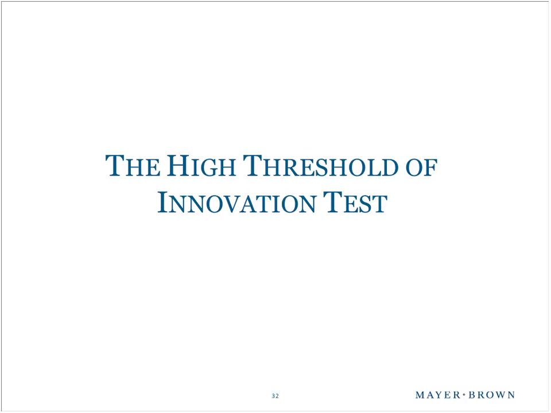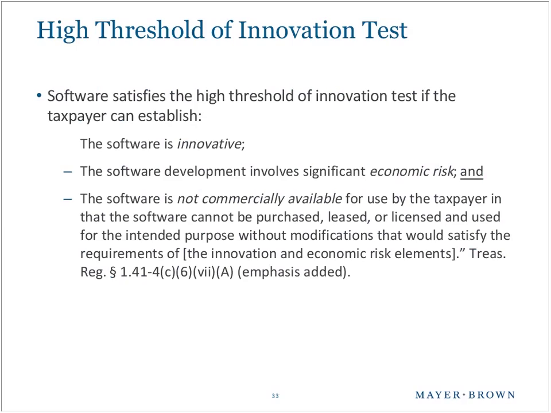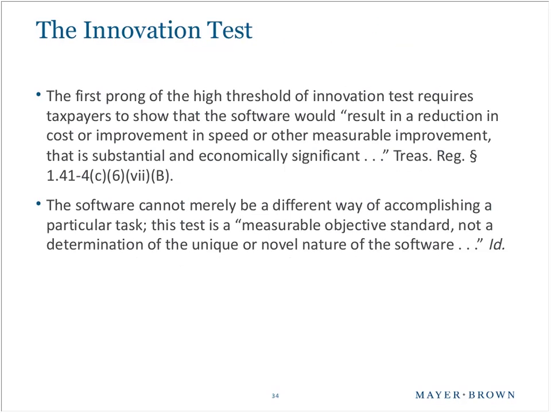Okay, with this, we now are turning to what is actually required if you have internal use software to satisfy the high threshold of innovation test. Mike? Right. So if you determine that your software is indeed primarily intended for internal use, you have to satisfy this three-part high threshold of innovation test. And those three parts are: the software has to be innovative, software development involves significant economic risk, and the software is not commercially available for use by the taxpayer unless they significantly modify that commercially available software in ways that would itself satisfy the requirements of the innovation and economic risk elements. And the regulations provide some additional clarifications on what each of these tests entail.